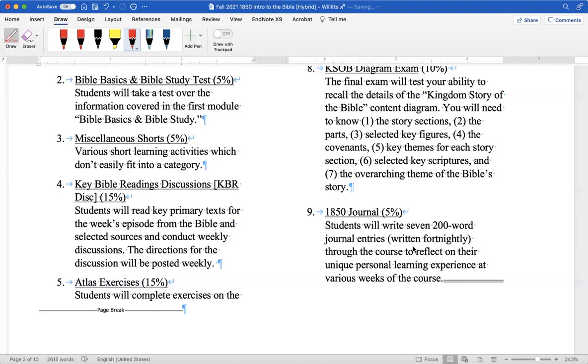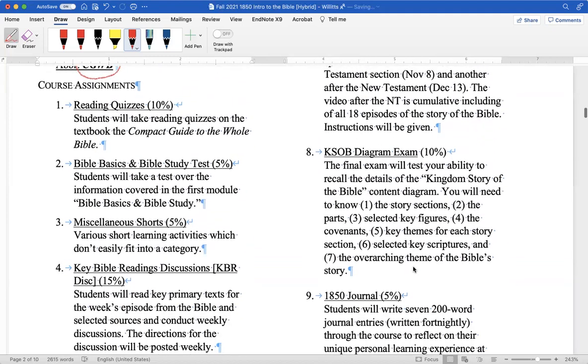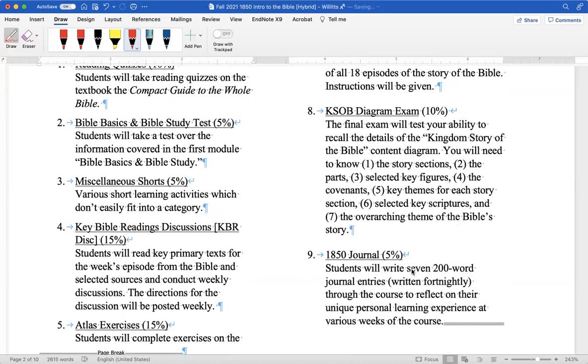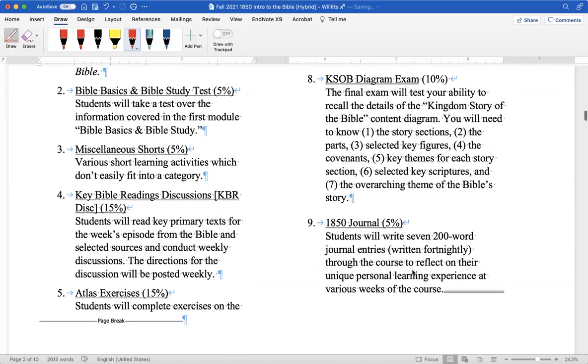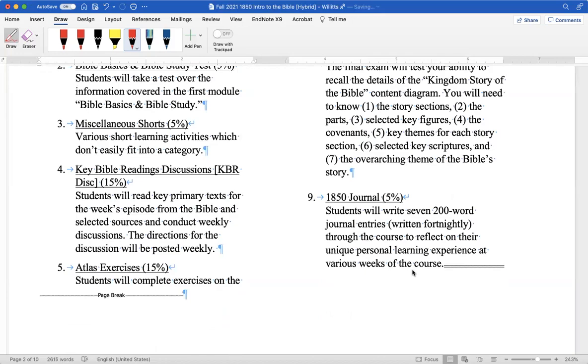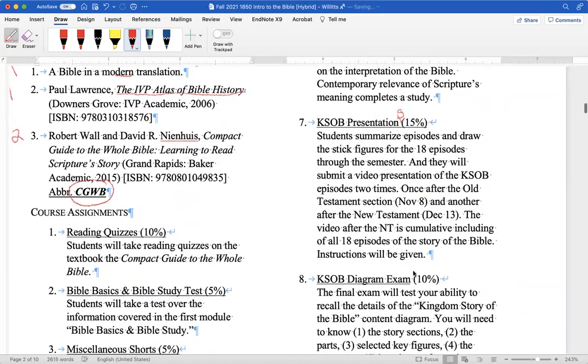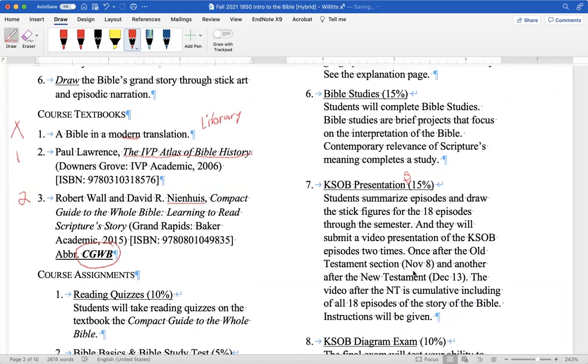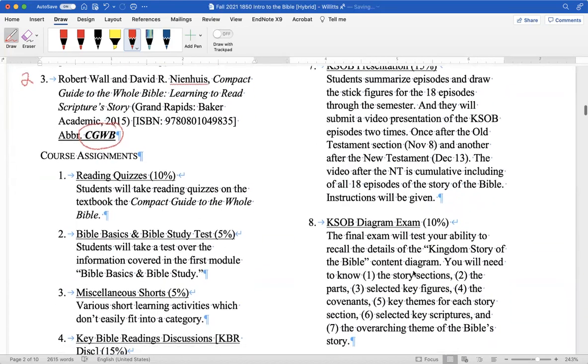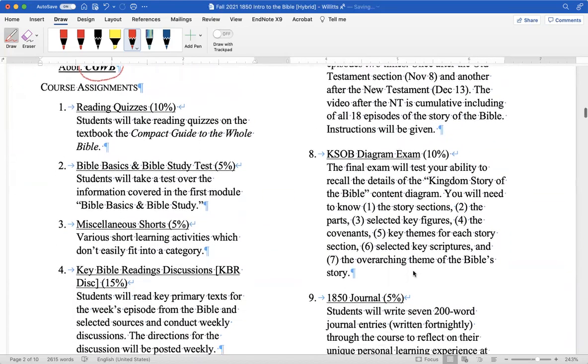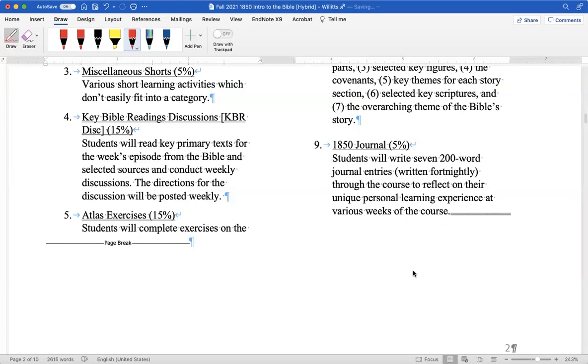So those are the learning activities. We have quizzes, Bible basics, Bible study test, miscellaneous shorts, key Bible readings, discussions, atlas exercises, Bible studies, KSOB presentations, KSOB diagram, content diagram exam, and journal entries.